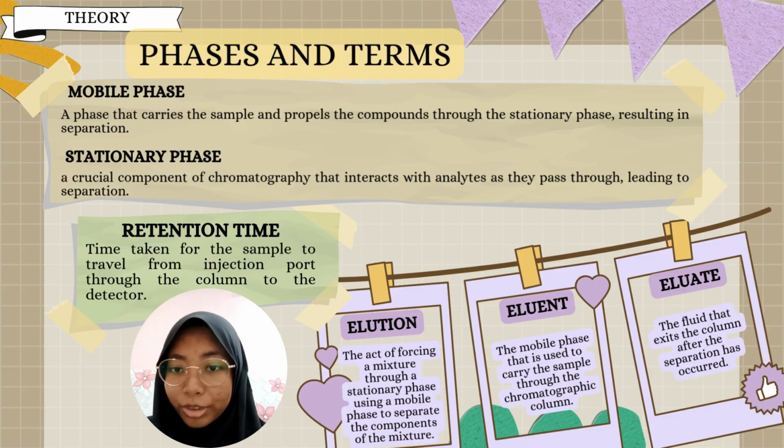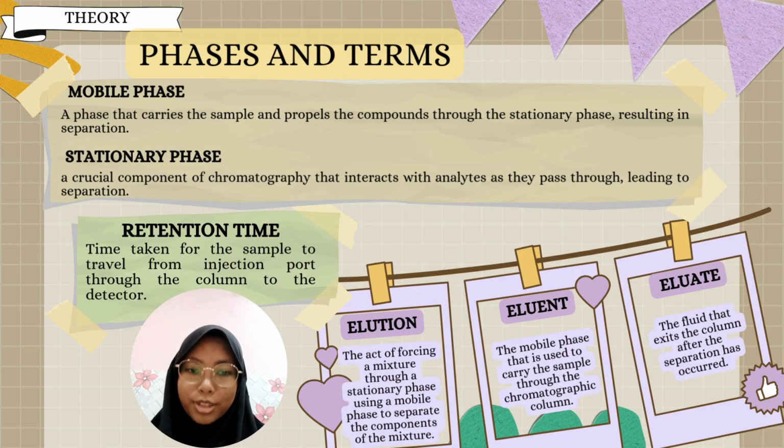Now let's go through the terms. First here is retention time. It is the time taken for the sample to travel from the injection port through the column to the detector. And now here is elution. It is the act of forcing a mixture through a stationary phase, like a column, using a mobile phase, the eluent, to separate the components of the mixture.